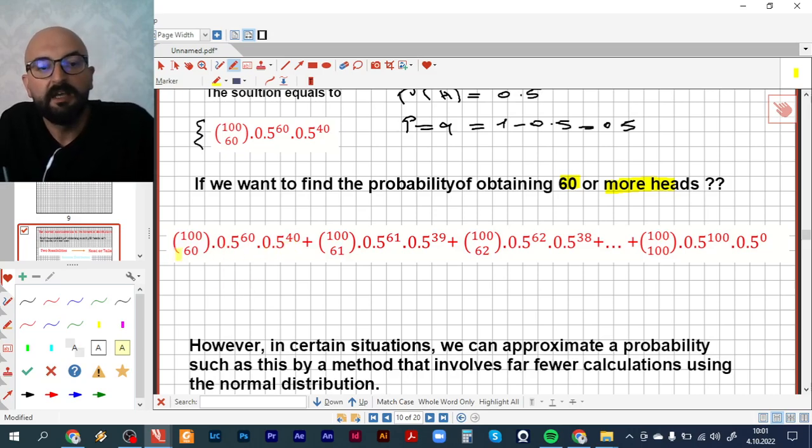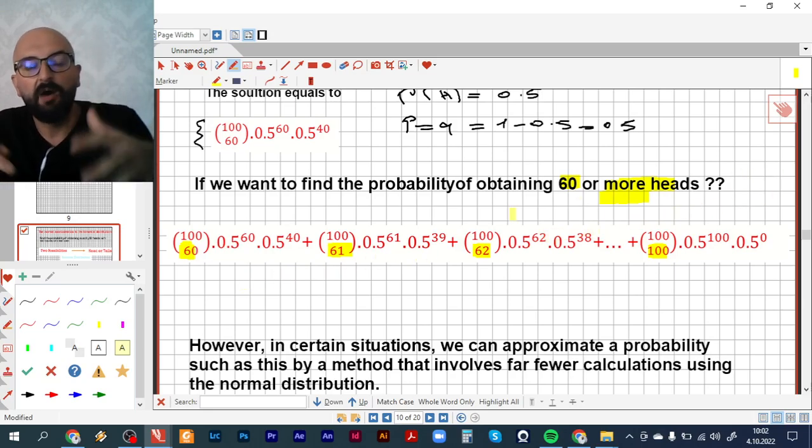For example, it will be 60 heads probability, or 61 heads probability, because they want 60 or more heads, and 62 heads probability, and then up to 100 heads probability. So it's a very hard formula and a very long process.